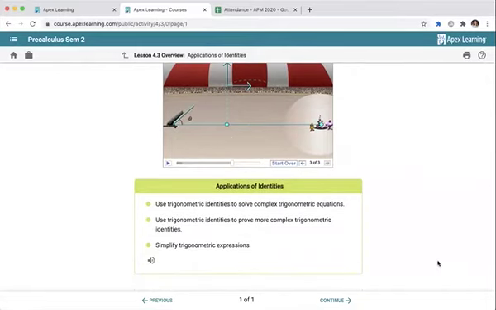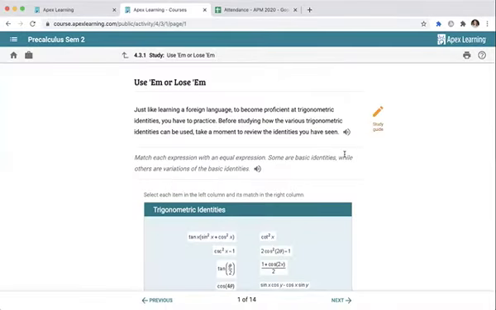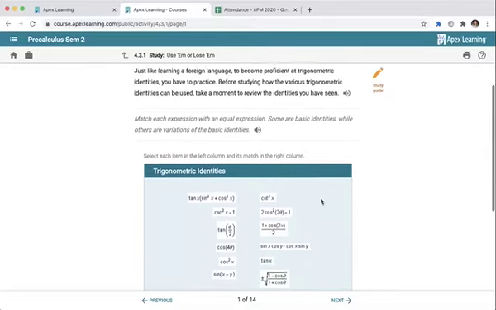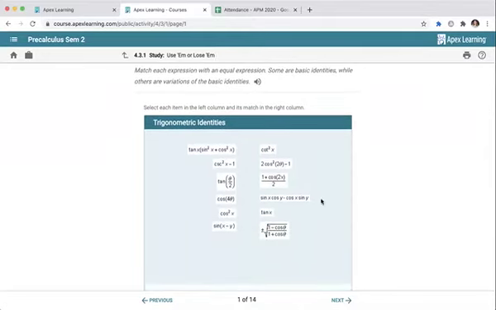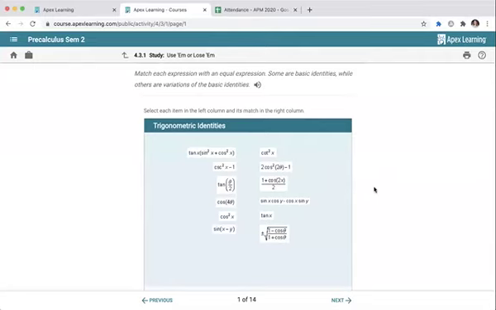All right, so if we get into this study here, all right, first off, okay, we've got our trig identities here. Okay, and it's saying use them or lose them. Right, so the more you get familiar with utilizing these trig identities, the faster they're going to come to you. All right, the more you use them, the faster they will be able to be recalled here.